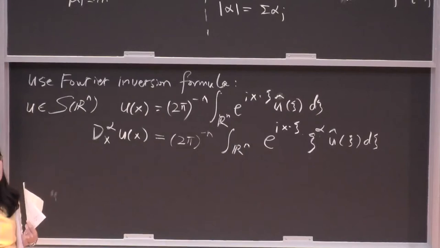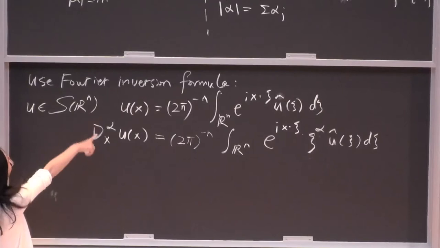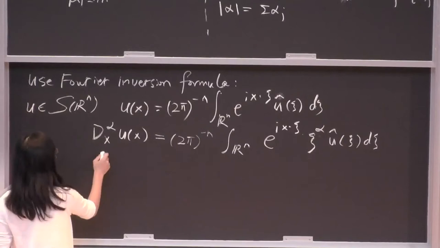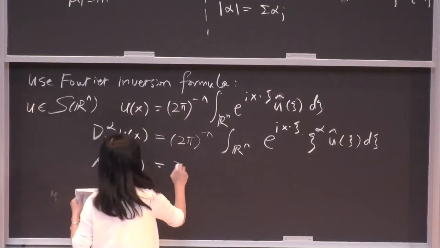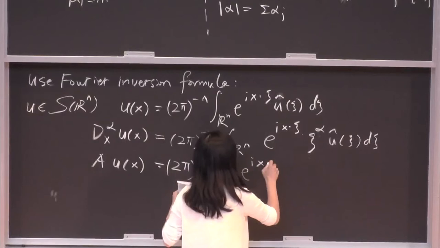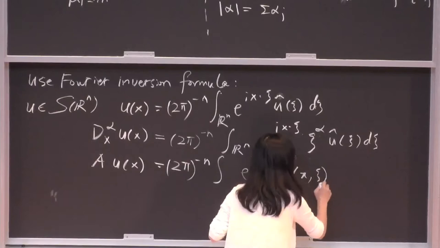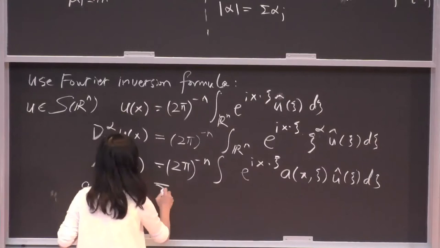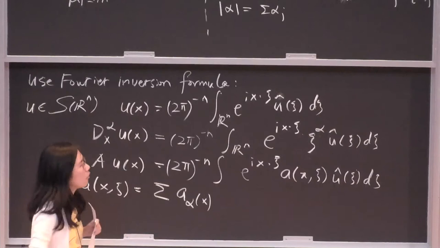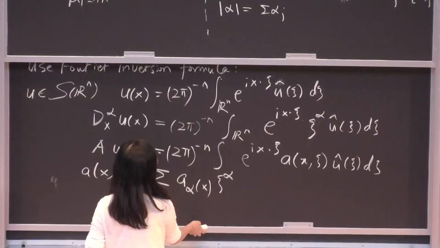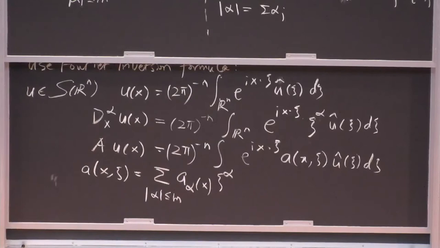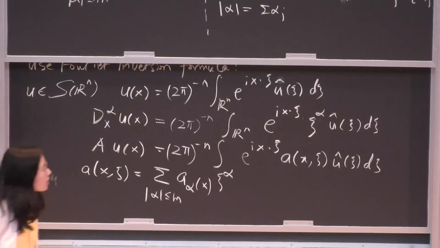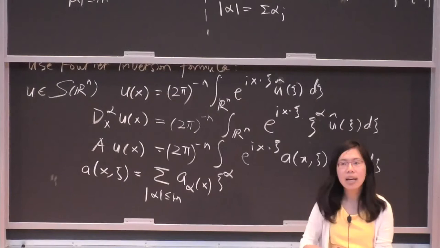And of course, if you look at combining this with the coefficients in A, what we see here is the following: A acting on u(x) is given by (2 pi)^{-n} integral of e^{i x dot xi} a(x, xi) u hat(xi) d xi, where this a(x, xi) is a polynomial, given by the sum of a_alpha(x) with x^alpha replaced by xi^alpha, for alpha less than or equal to m. That's just using this transformation between multiplication and differentiation. And later we'll see that this is called a symbol.